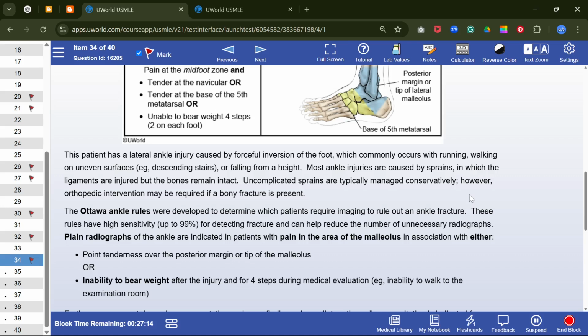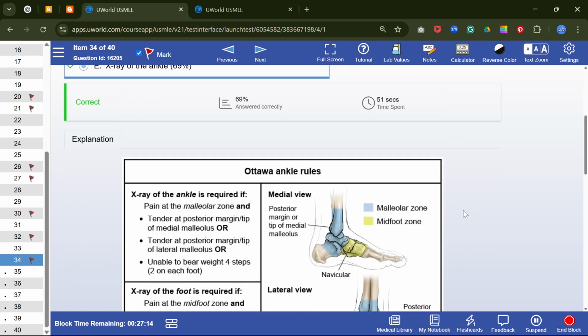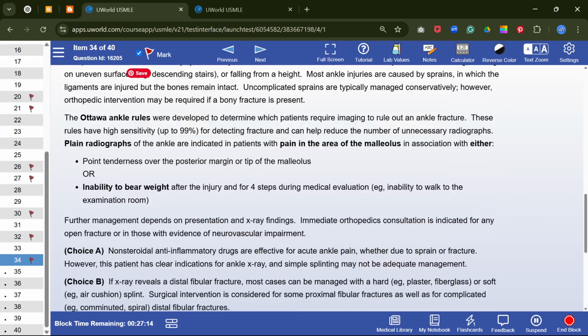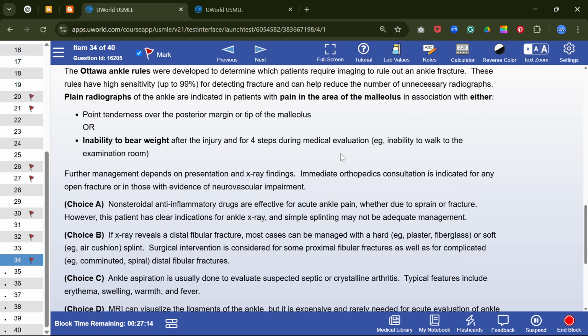These rules have a high sensitivity of up to 99% for detecting fracture and can help reduce the number of unnecessary radiographs. Plain radiographs of the ankle are indicated in patients with pain in the malleolus in association with either point tenderness of the posterior margin or tip of the malleolus, or inability to bear weight after the injury and for four steps during medical evaluation, that is, inability to walk to the examination room. Further management depends on presentation and X-ray findings. Immediate orthopedic consultation is indicated for any open fracture or in those with evidence of neurovascular impairment.